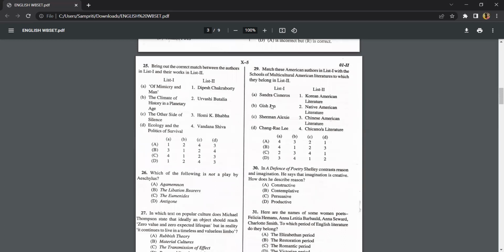29. It's a very weird question. I had no idea about this, but then I exercised my brain. Schools of Multicultural American Literatures: Sandra Cisneros, Jish Jen, Chang Rae Lee. Chang Rae Lee sounds like a Korean name, so it must be Korean American literature. D1. Two options like that. Eliminating option B and option D.